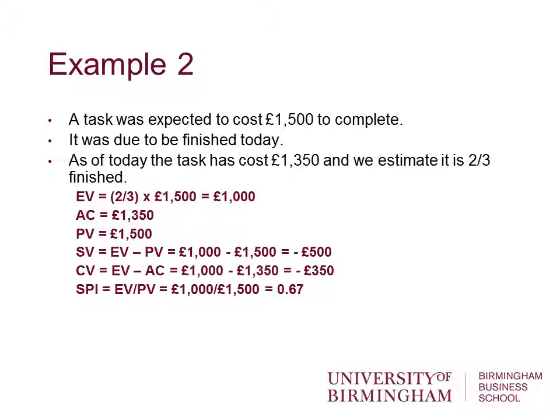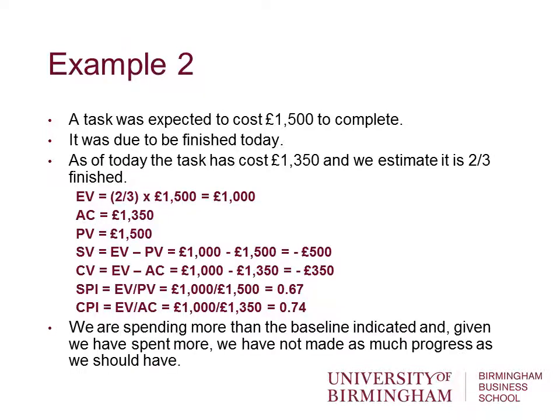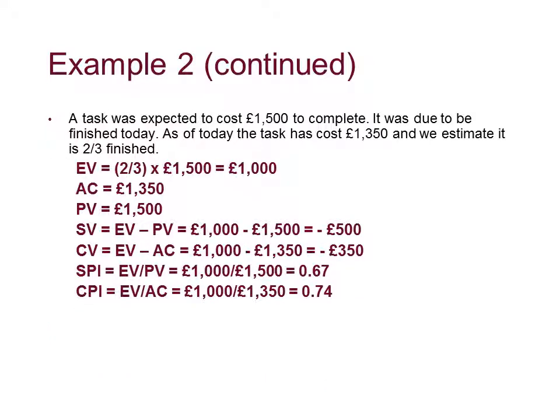So we can look at the schedule performance index. Earned value divided by planned value. £1,000 divided by £1,500 is 0.67. We can look at the cost performance index. Earned value divided by actual cost. £1,000 divided by £1,350 is 0.74. We are spending more on the baseline than the baseline indicated, and given that we spent more, we have not made as much progress as we should have done.